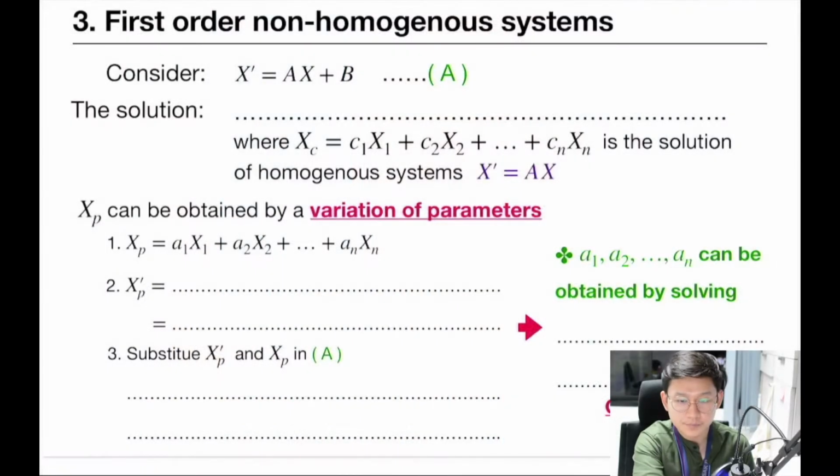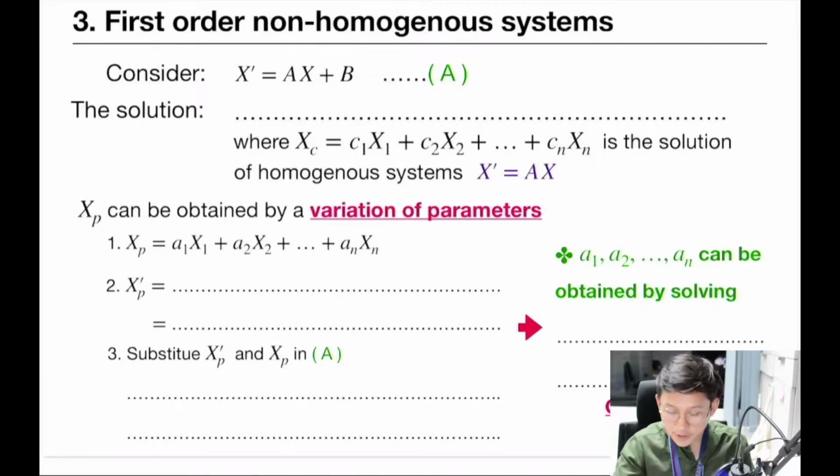And we're going to be looking at the first order non-homogeneous systems. Basically, we're going to be looking at the systems of differential equations when the vector b, if you remember, is not a zero vector. In other words, when the systems are not homogeneous. So let's start here. The first order non-homogeneous systems.